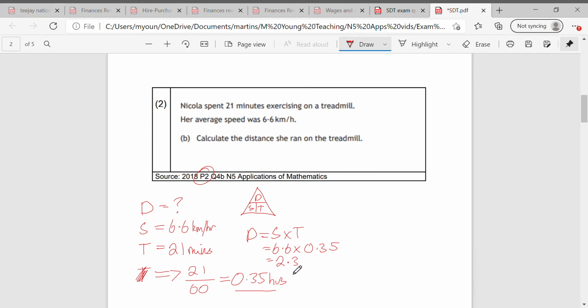Go back to the question. The speed was in kilometres per hour, so this is going to be kilometres that was travelled. And that's our final answer there.